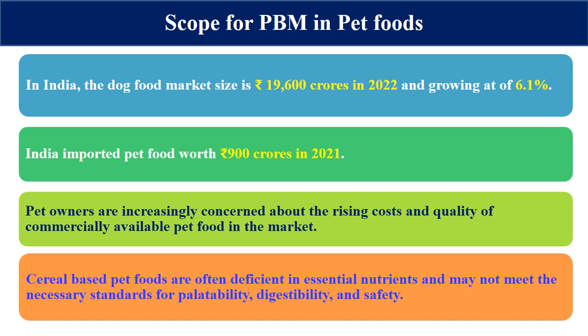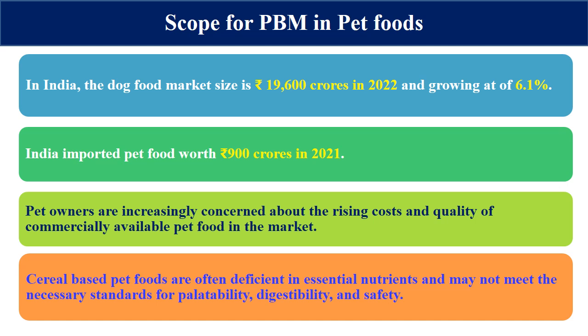Further, most of the pet foods are prepared based on cereals, which are generally deficient in some of the essential nutrients, especially the essential amino acids or essential fatty acids. So here is the scope for animal byproducts, especially poultry byproducts meal, to fulfill this gap, like providing better nutrients, more essential amino acids and more essential fatty acids.